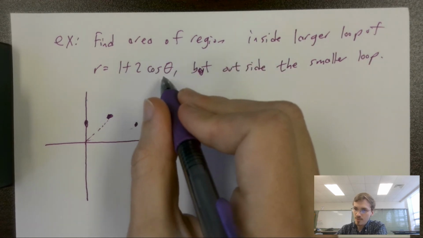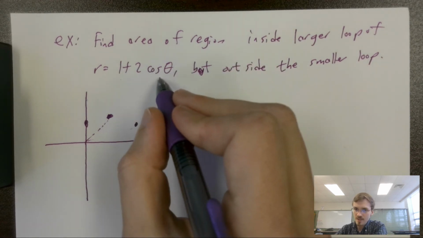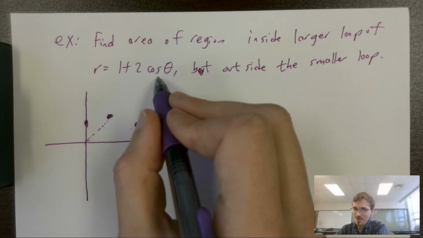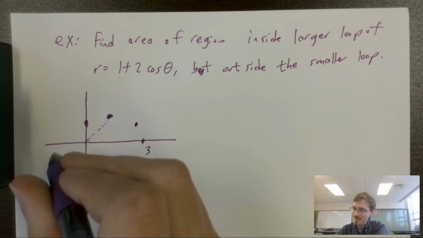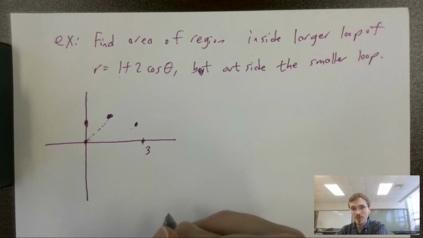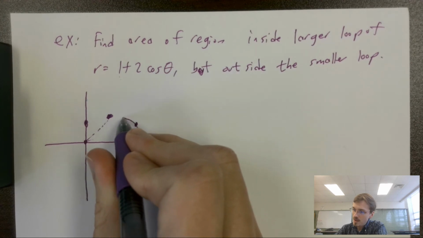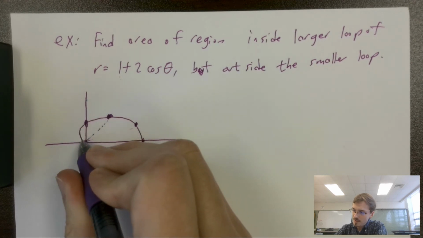At 2 pi over 3, cosine of 2 pi over 3 is negative 1/2. But if we have negative 1/2, 2 times negative 1/2 is negative 1, plus 1 is 0. So we're back at the origin. So from 0 to 2 pi over 3, our shape looks something like this, it turns out.